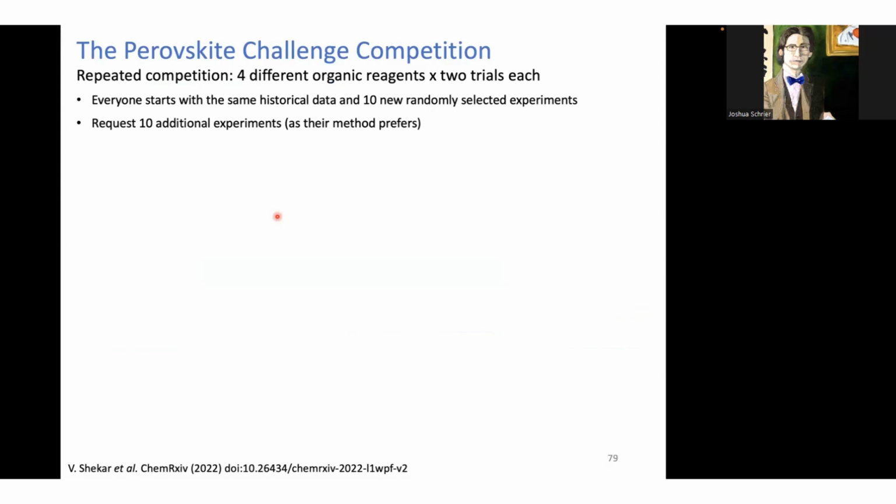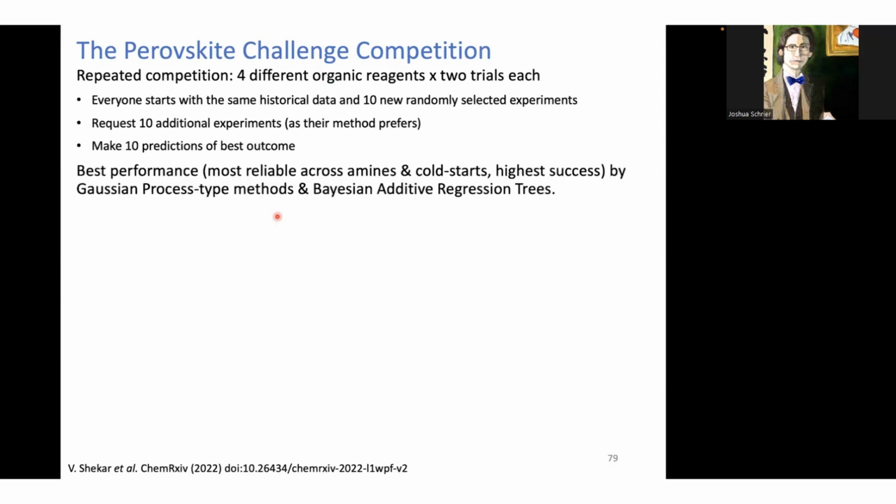that we acquired. And then every competitor gets to specify 10 new experiments. Actually, they specify them one at a time, right? So they can say, hey, I really want to learn about this set of reaction conditions. Go into the lab and tell me what that set of reaction conditions will be, right? And so everybody gets to do that. And then finally, they make predictions about the best outcome, and we test those in the laboratory as well.